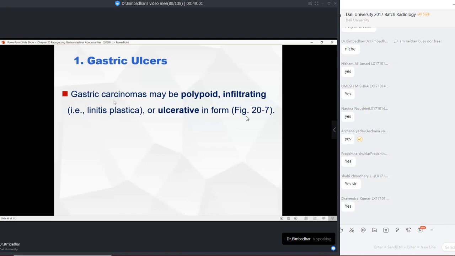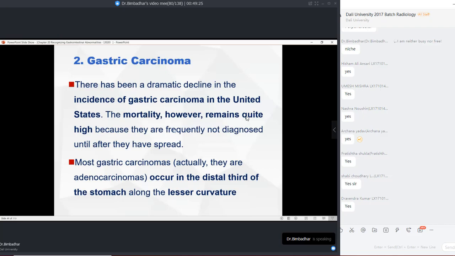They are more likely to get fibrosed and eroded over time, and then they progress into ulcerative forms. Polypoid, infiltrating, and then ulcerative forms. So this is the progression, or the types, of gastric carcinoma. Even though gastric carcinoma can be prevented and controlled well, the mortality related to gastric cancer is quite high, which is the poor prognosis.